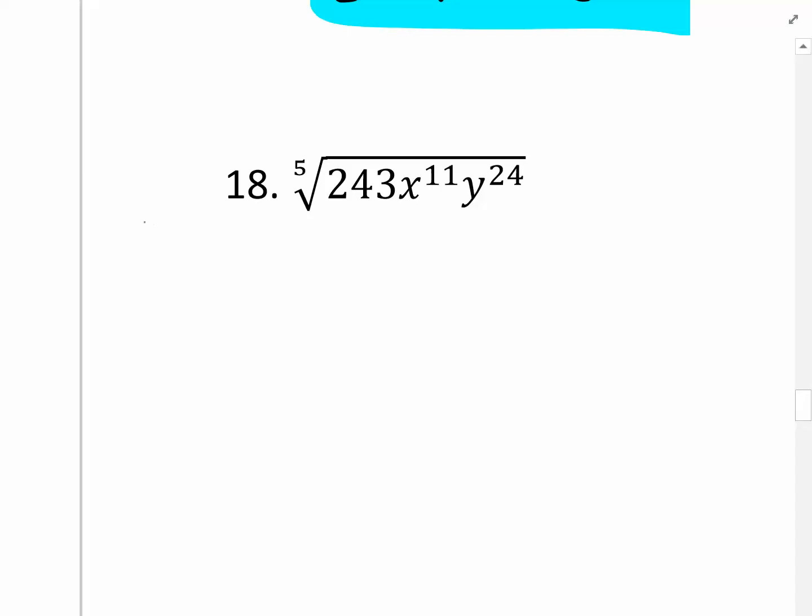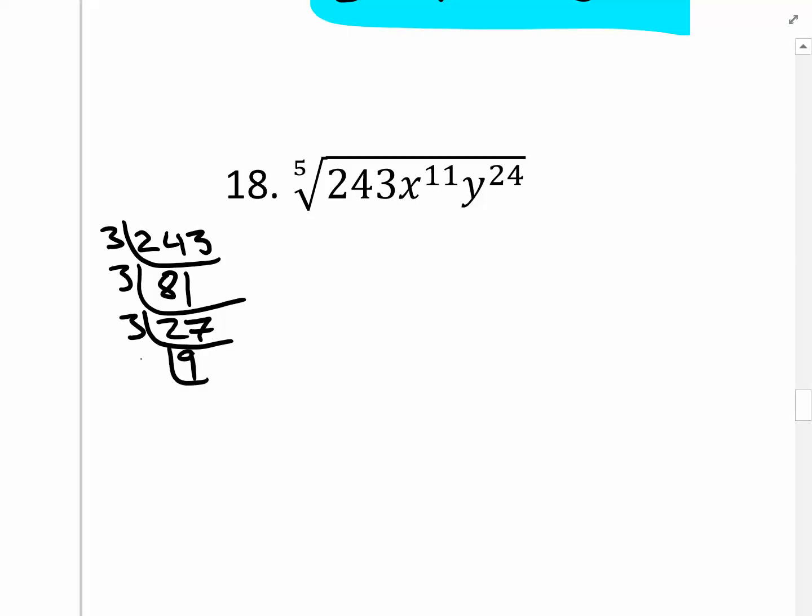Next one, 5th root of 243, that means more hedging. 243 divided by 3, I'm pretty sure it's 81. I hope it's 81. 81 divided by 3 is 27. Divided by 3 is 9. Divided by 3 is 3. Divided by 3 is 1. So I need a group of 5 of something. I just made the cut. I have 5 3s, so a 3 gets out.